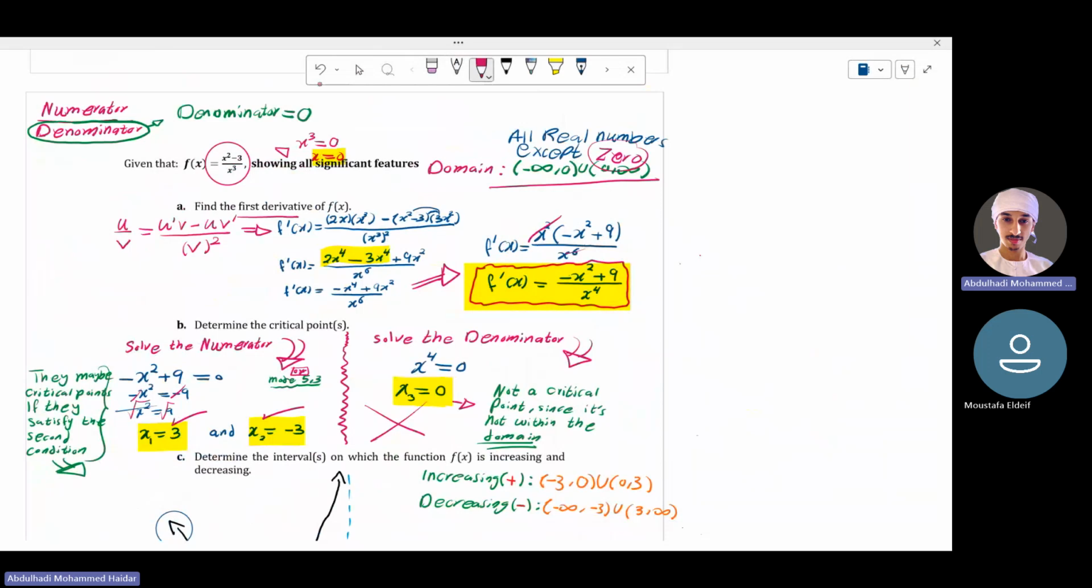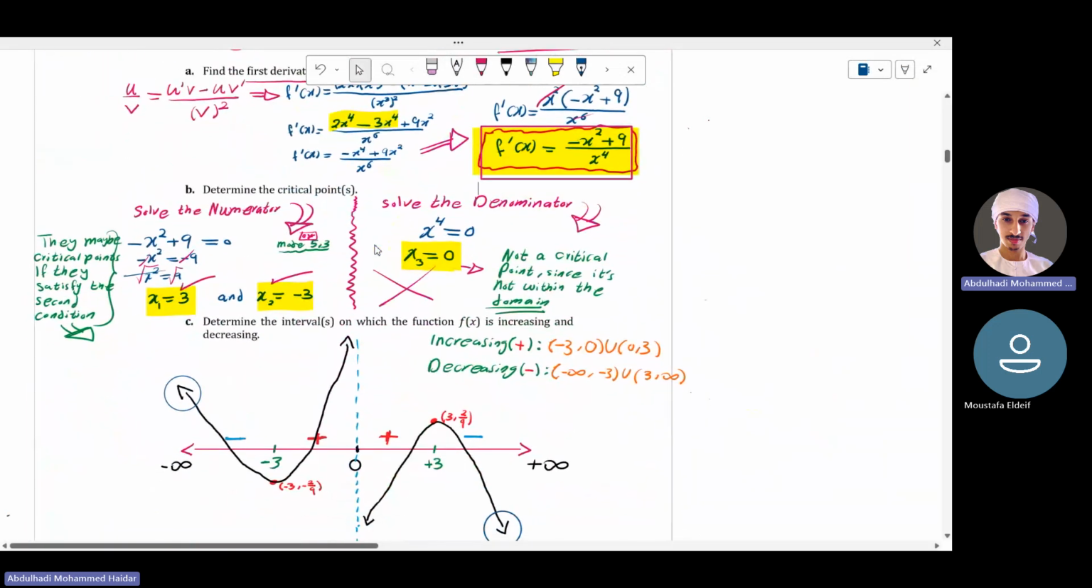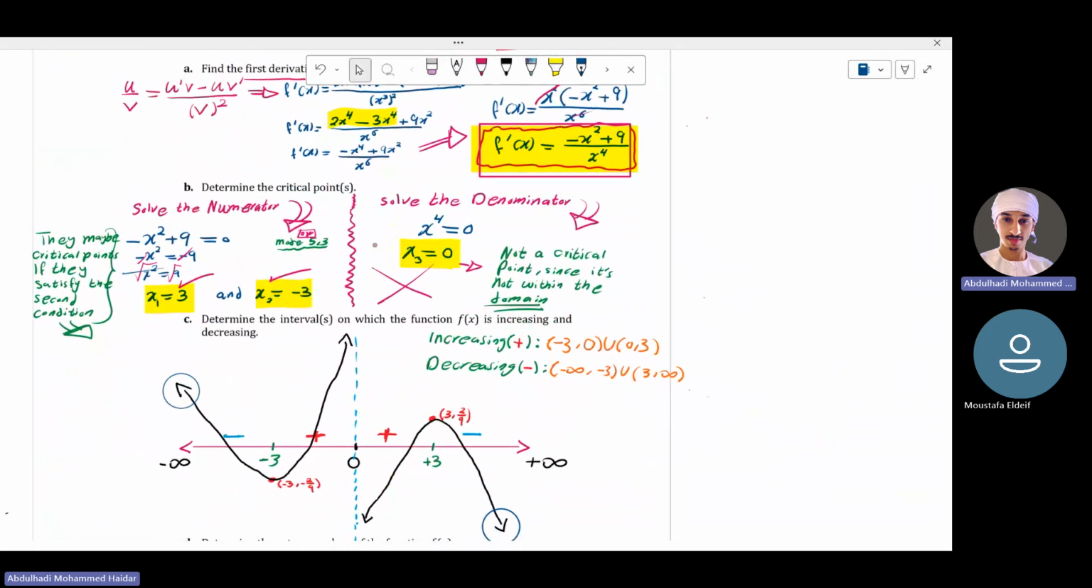U prime multiply V minus U V prime over V square. So we are going to have what? This is the first derivative. Now there's a little bit of difference between the second and first question.